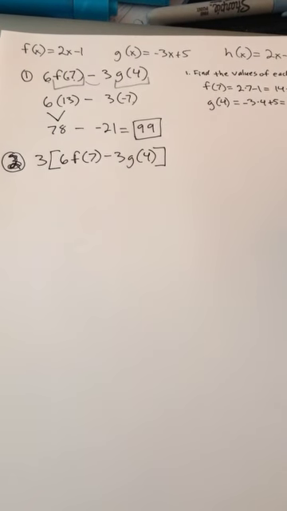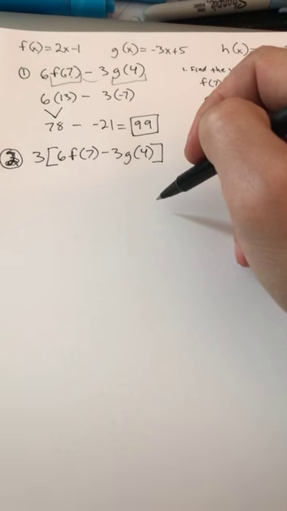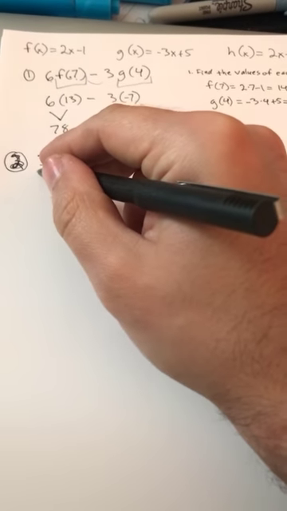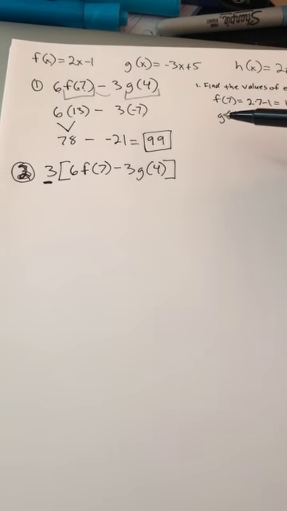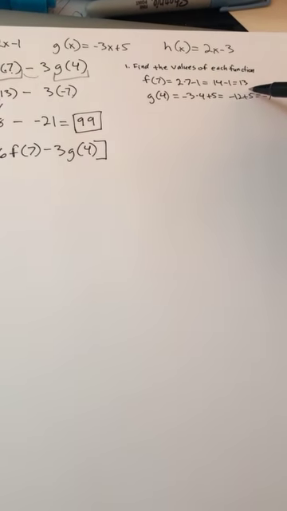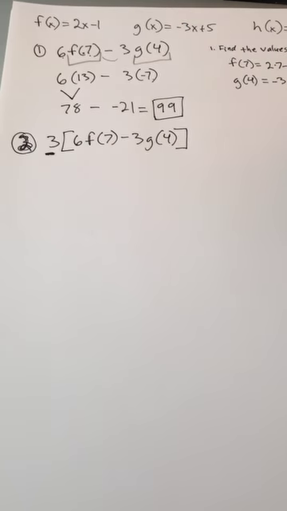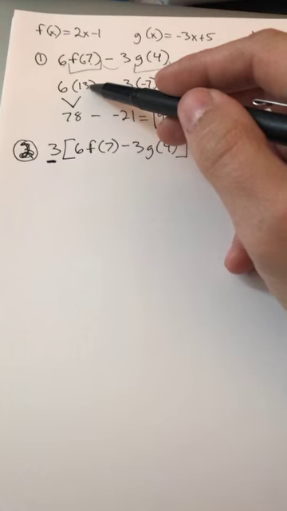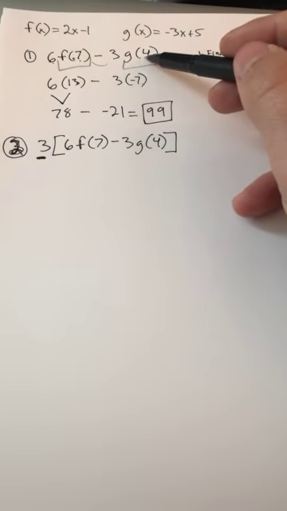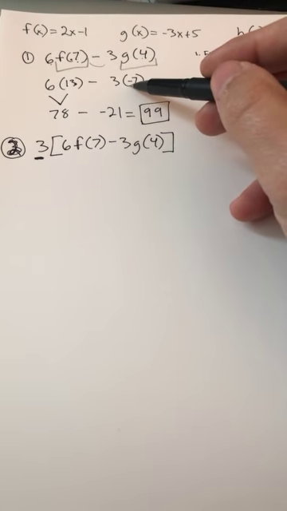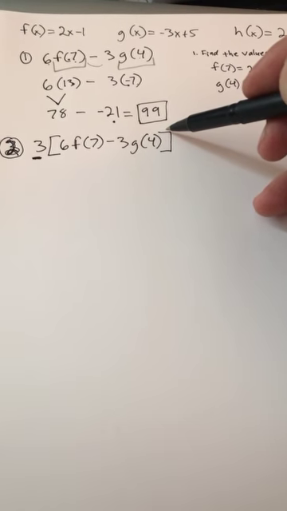You do the same exact thing, and we knew that all this equaled 99, and then at the end of it, guess what we're going to do? We're going to multiply all that by 3. So as we saw earlier, we found f of 7, which gave us 13. We found g of 4, which gave us negative 7. We'd multiply 6 times f of 7, which was 13, to get 78. We'd multiply 3 times g of 4, which means 3 times negative 7, which gave us negative 21. You subtract, and you get 99.